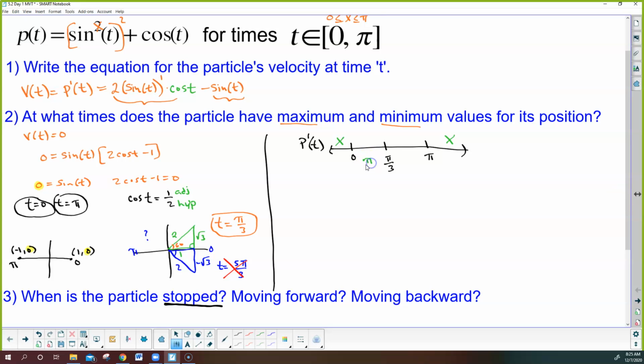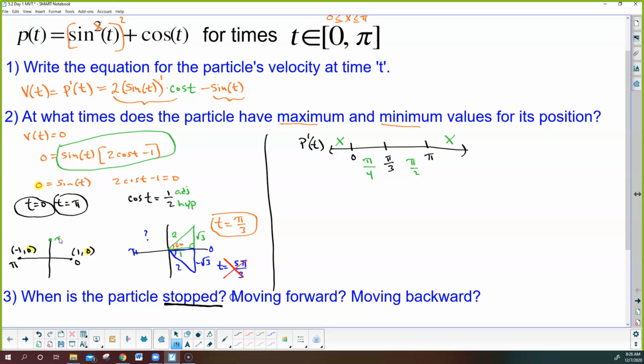Well, what point is easily in between 0 and pi over 3? That's pi over 4. And then what point is in between pi over 3 and pi? That's pi over 2. I'm picking the easiest values that I know to test. And then we're going to go back to the derivative. I would suggest taking the most factored form, because that's probably the easiest. And pi over 2 is probably the easiest to evaluate.